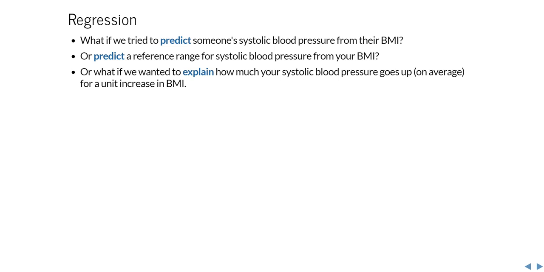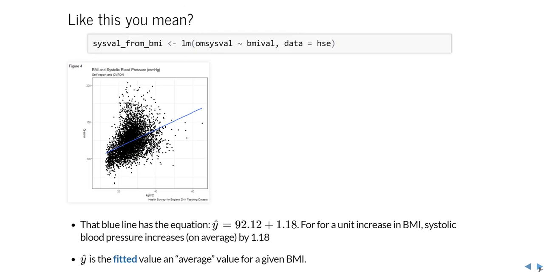We might only be interested in explaining how much, on average, our systolic blood pressure increases for a unit increase in body mass index. So we don't have to do all of this. We can do one, or we can predict, or we can explain, depending on the application. And it's the same technique that gives us both.